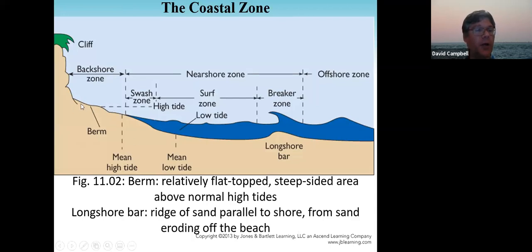Another feature on here, berm is a relatively flat topped and somewhat steeper sided area above the normal high tide line that is found on relatively broad, undisturbed sandy beaches. And again, a longshore bar, a ridge of sand that is roughly parallel to the shore. Sand eroded off from the beach can create such a bar. There's the berm, there's the bar.